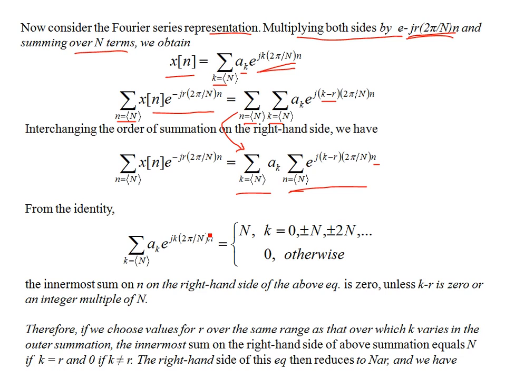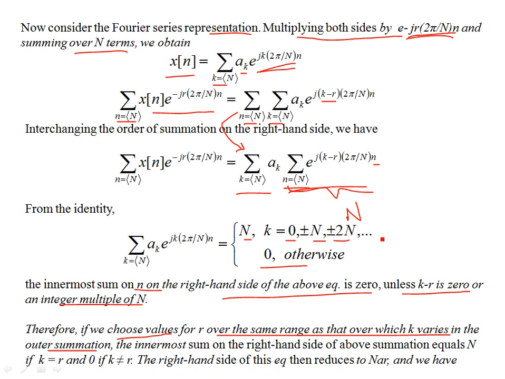This is a very similar expression, and what it means is that this will be capital N if k is equal to 0, plus or minus N, plus or minus 2N, or it is 0 otherwise. Intuitively, this is the innermost sum on n. On the right hand side of the above equation it is 0 unless k minus r is 0 or an integer multiple of capital N. Therefore, if we choose the value of r over the same range for which k varies in the order of the summation, that is, if k is equal to r, then this summation is capital N, right? So this becomes N times a_k.